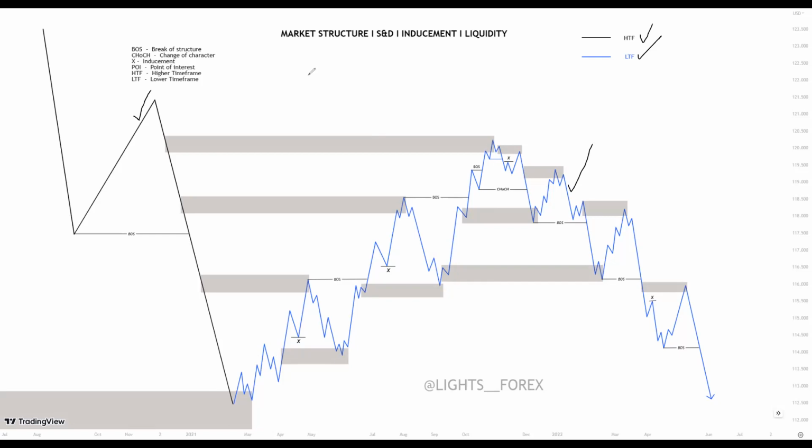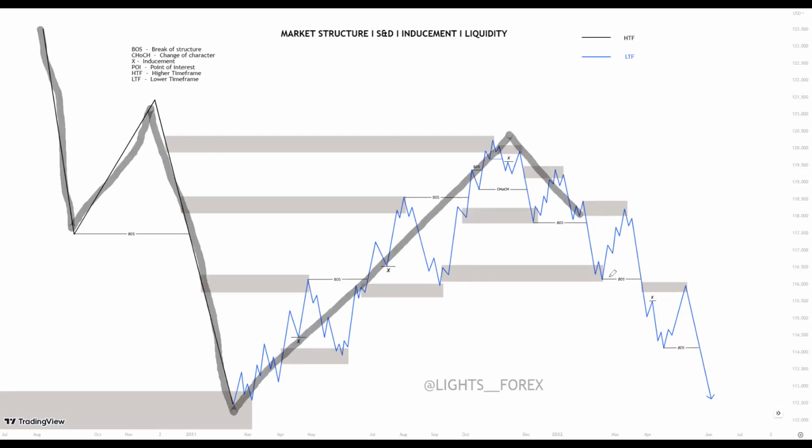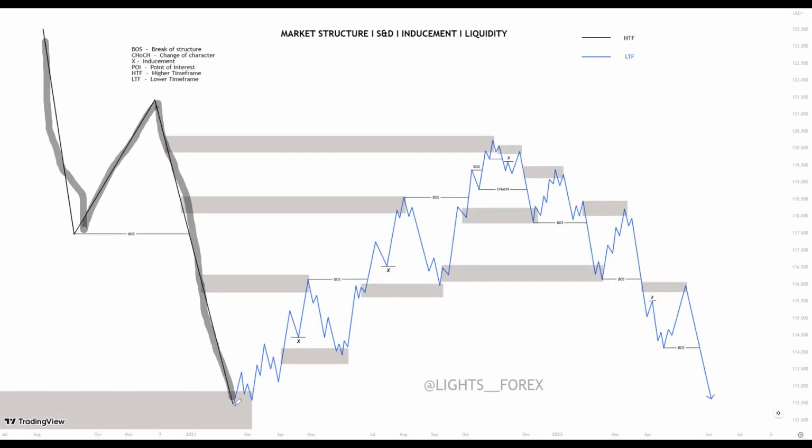Okay, let me redo that. My phone disturbed me. So this is what we have. This is the overall trend. This is the higher time frame.